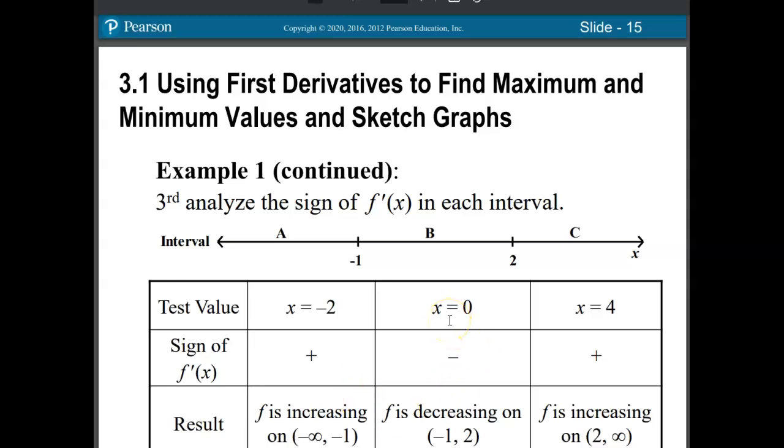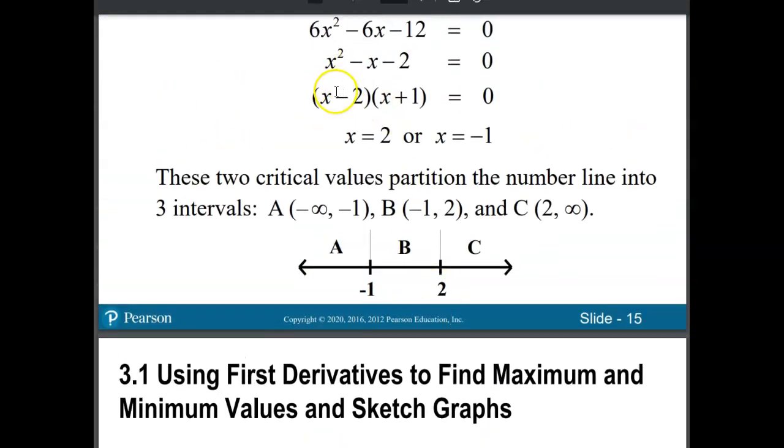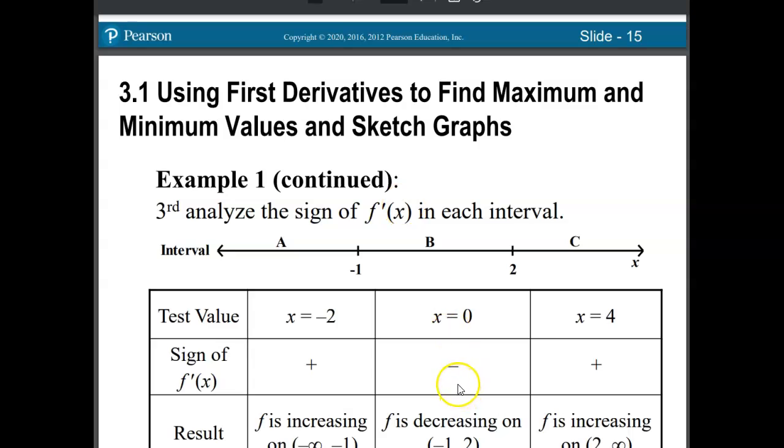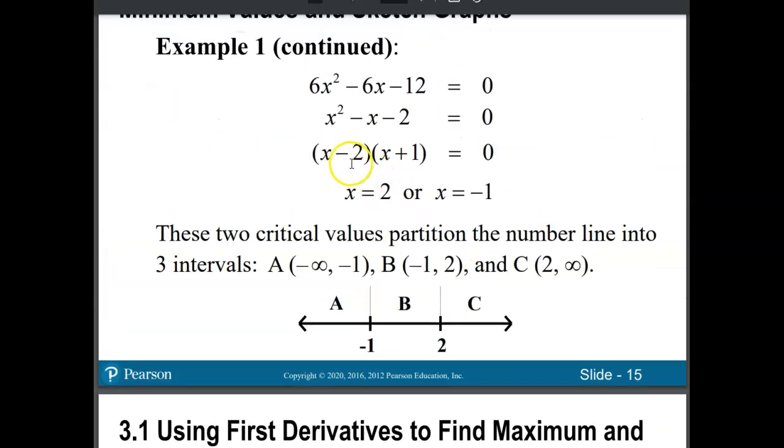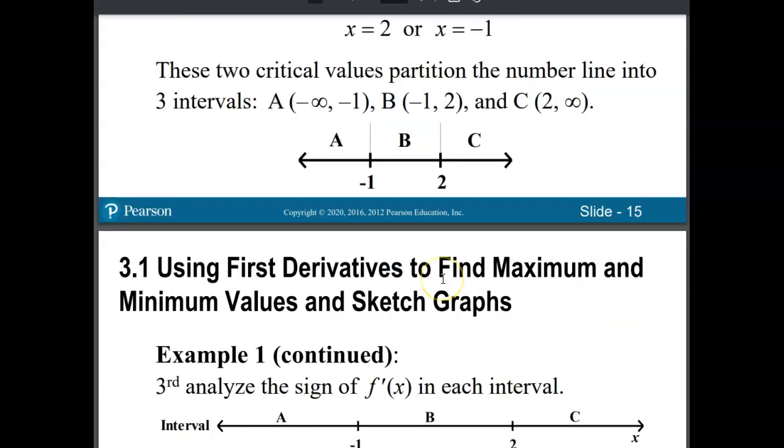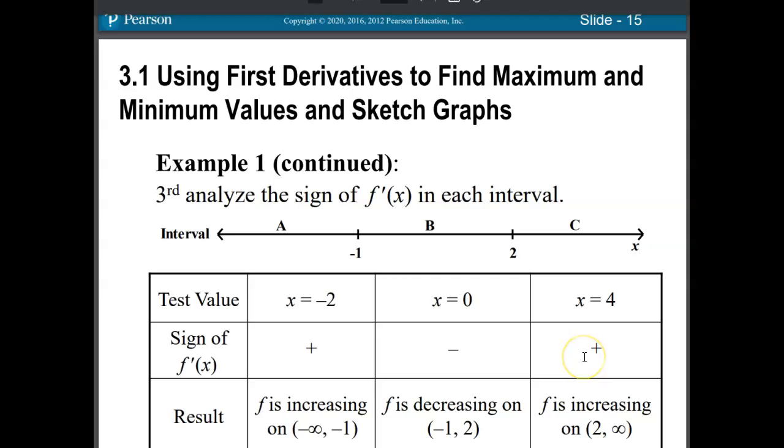Then you plug in 0. Back up here, if I plug 0 in for x, I get -2 times +1, that's -2. That's a negative number, so that's why they've labeled this interval as a negative. Then they pick a number out in this section. They've chosen 4. So 4 minus 2 is a positive number, 4 plus 1 is a positive, and you multiply two positives, you get a positive. So they labeled that first derivative as positive.